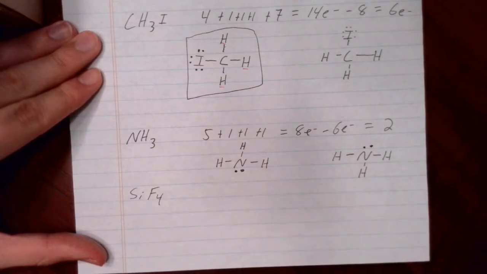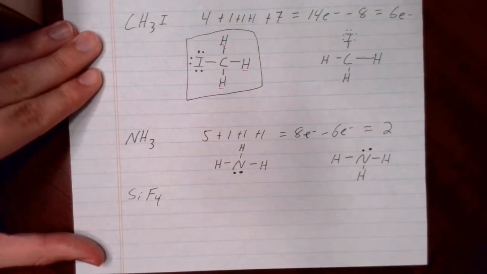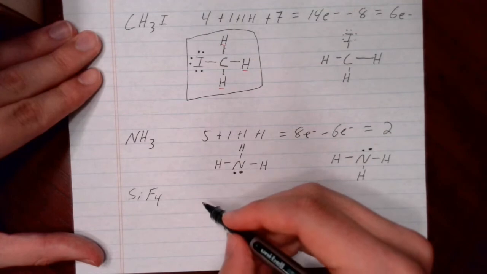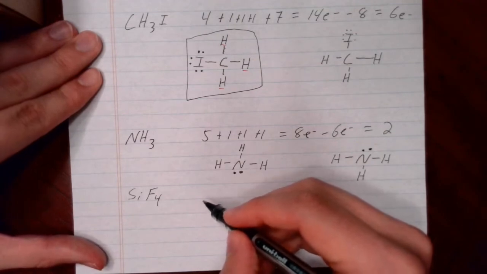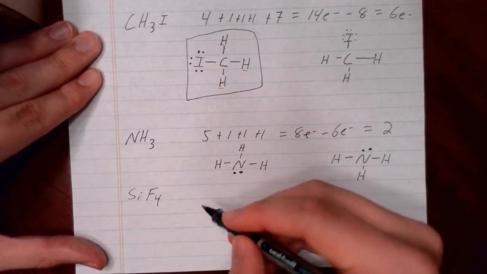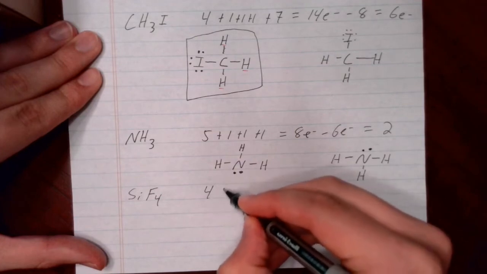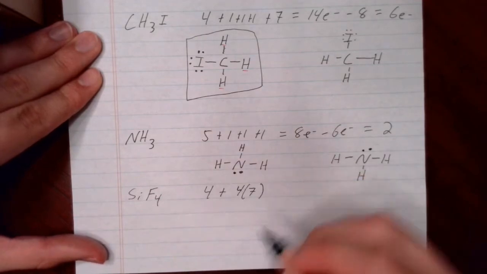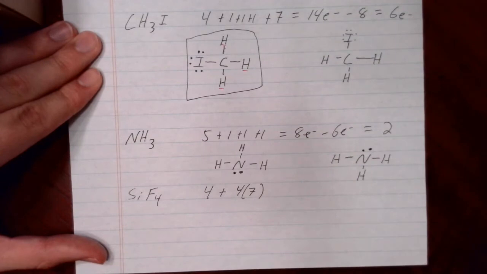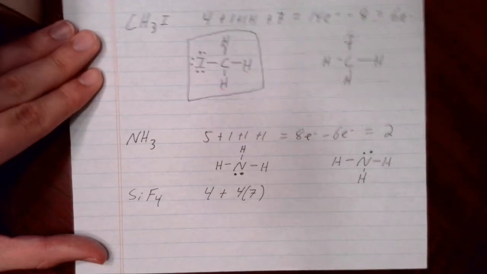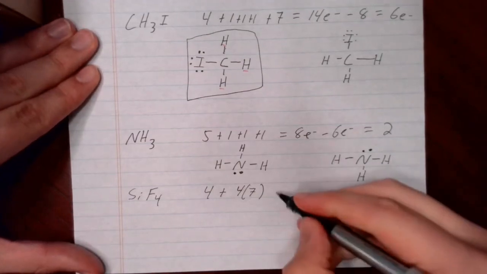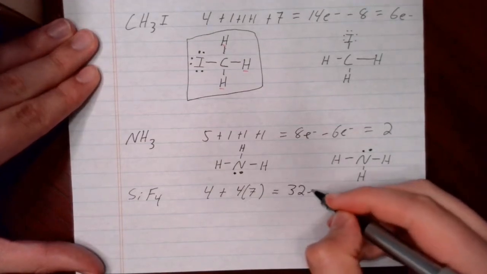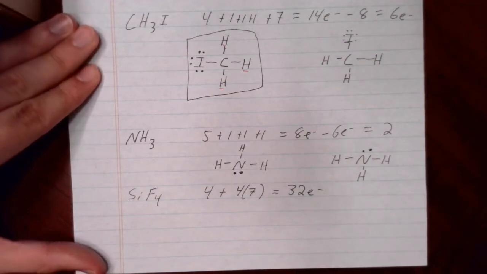Okay. So the number and type of atoms here, 1 silicon, 4 fluorines. So I add the number of valence electrons up. Silicon has 4 plus, and I'll go ahead and say 4 times 7 because each fluorine has 7 valence electrons and there's 4 of them. So then I add up the total. I have 28 plus 4, so I have 32 electrons. That's a lot to deal with here.